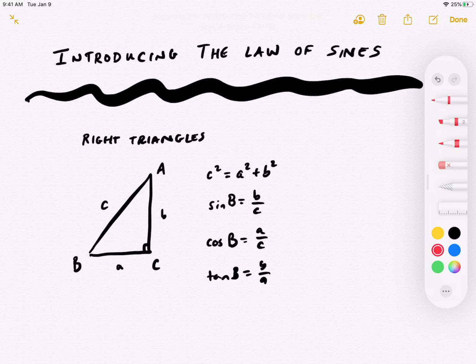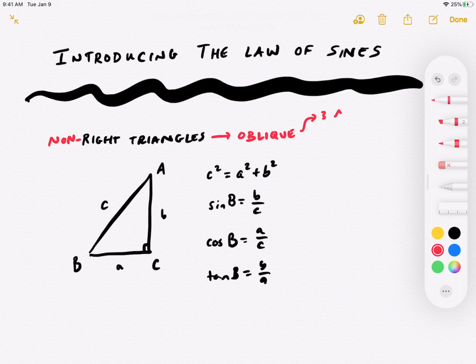This next unit is actually all about non-right triangles and figuring out what the properties of non-right triangles are. How are they similar and how are they different than these ones that we've already established? So the first thing that you should know is non-right triangles are often referred to as oblique triangles. Oblique triangles are really split into two cases.